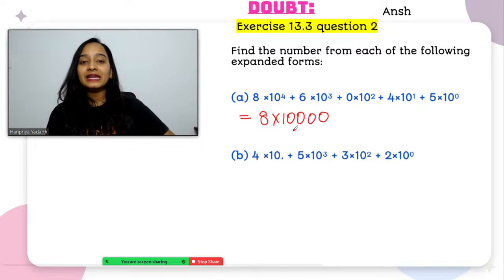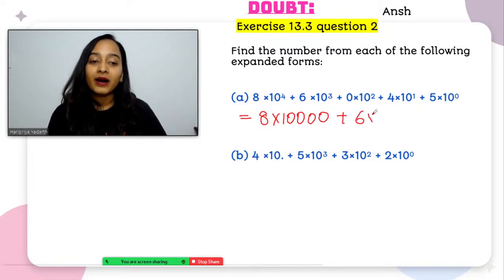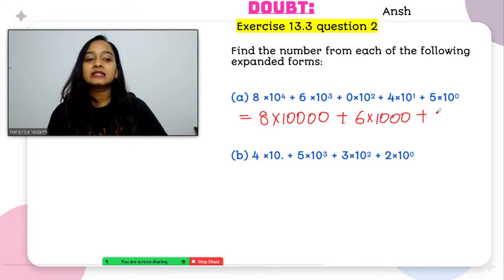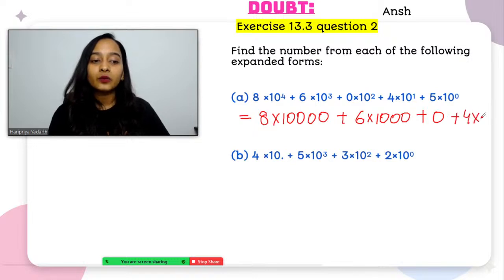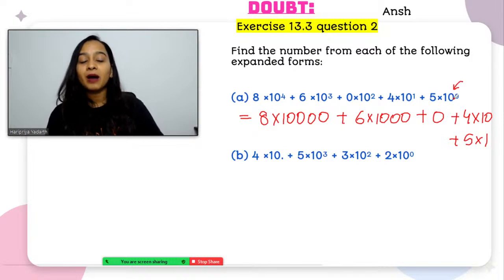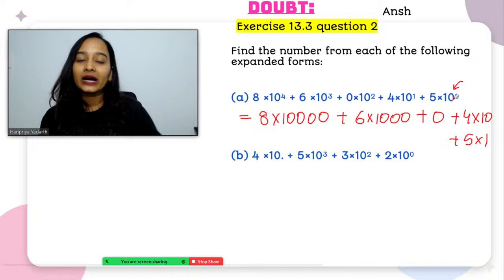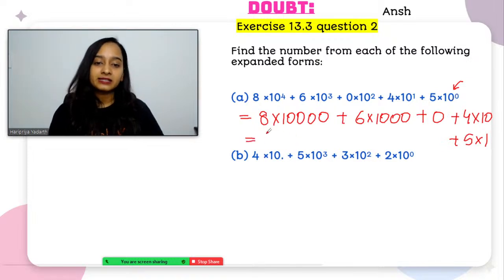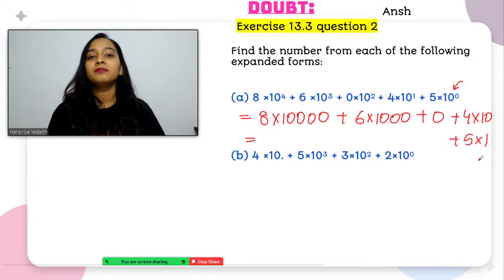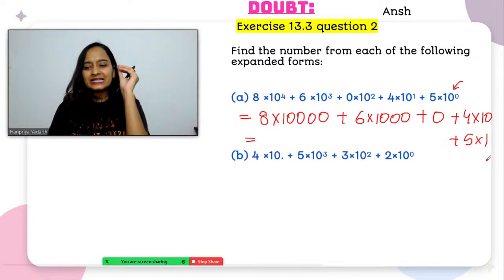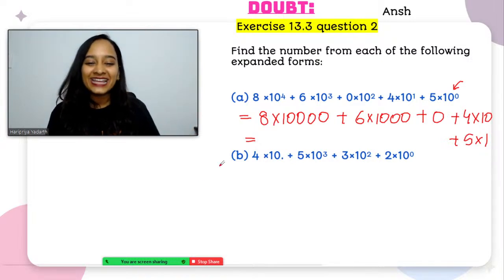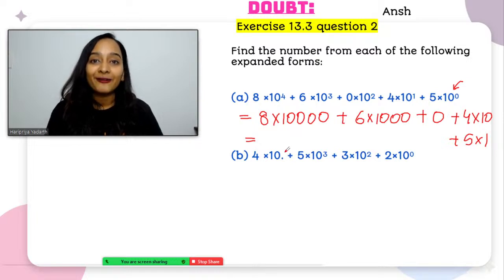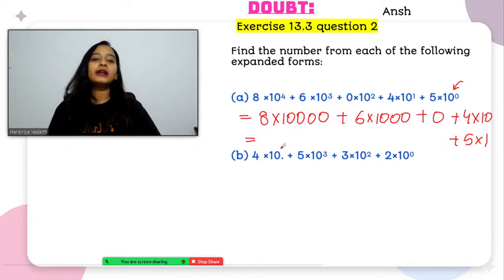So, this is going to be 80,000 plus 6 multiplied with 1,000 plus 0, because anything multiplied with 0 is 0, plus 4 multiplied with 10 plus 5 multiplied with 1, because anything to the power 0 is always equal to 1. Hai na? So now what will we do? Just add 80,000 plus 6,000 plus 40 plus 5. Cool. This is the exact same thing that we have learned in LKG, UKG, first, second standard. It's just that now powers are getting involved here, and nothing else.